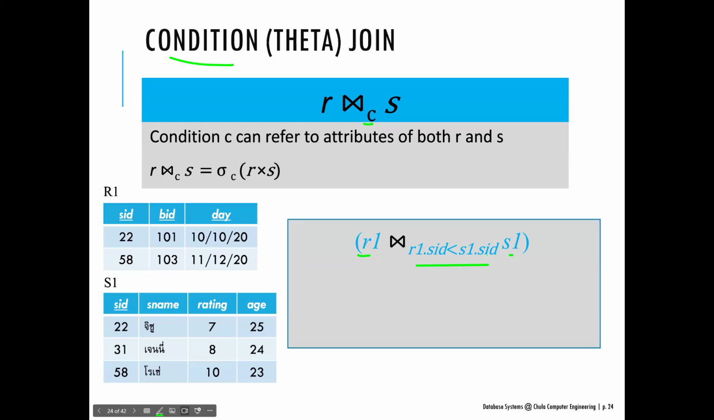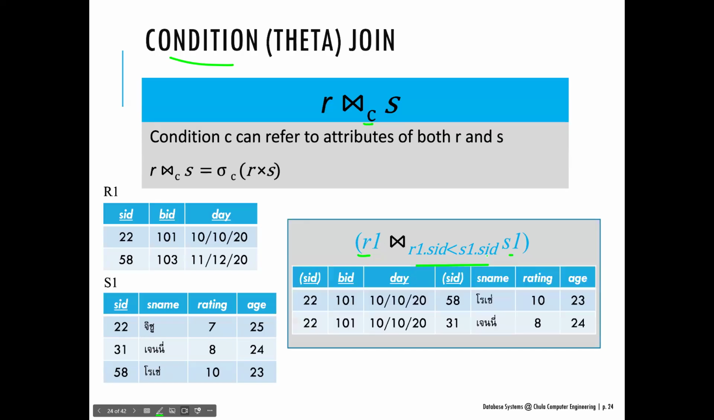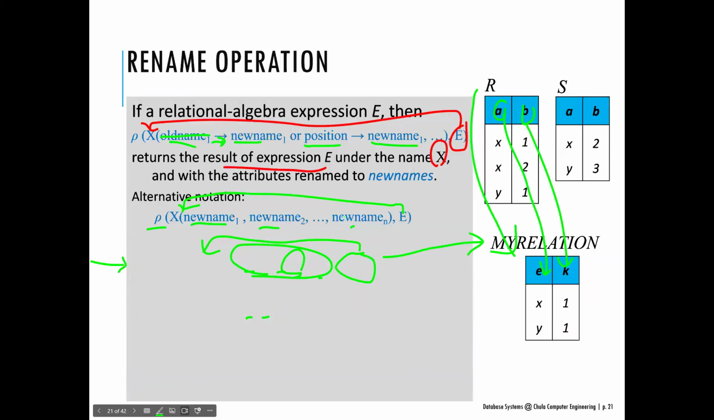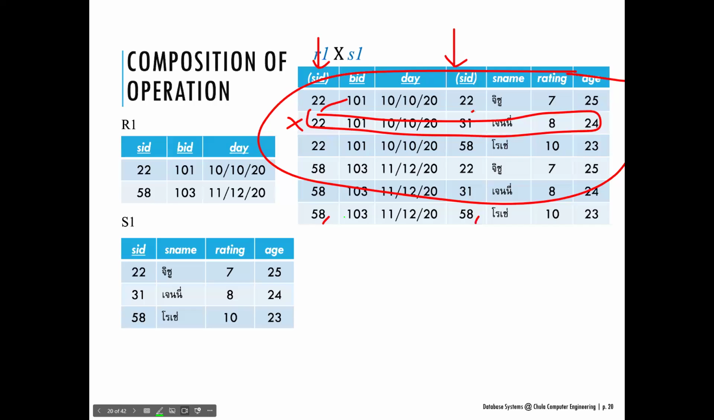So if I do R1 join with S1 where only R1.SID is less than S1.SID, what happens is that first it will take the cross product, right? So after the cross product, you have all those 6 lines. Let me go back to this page.